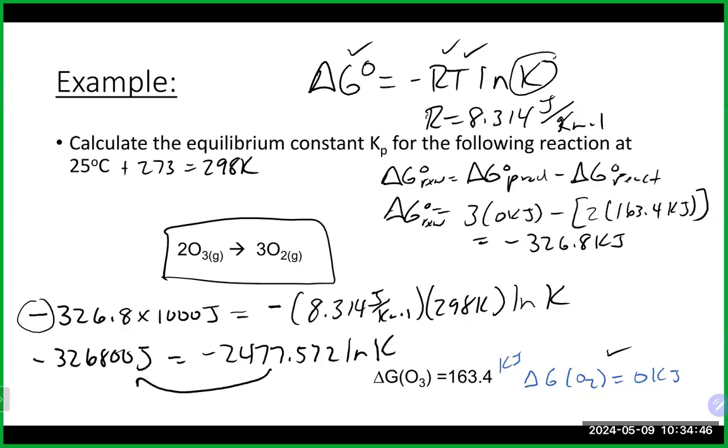We're going to divide that to the other side, not forgetting to also take across the other side our negative as well. And that's going to turn us into a positive number, which is really important. And that's going to give us 131.9 equals the natural log of K. At this point, we could take e of both sides. So maybe I'll come up here and do it here. 131.9 equals the natural log of K. We're going to e both sides there.